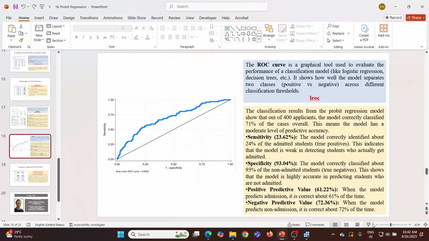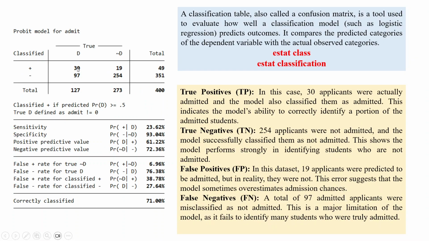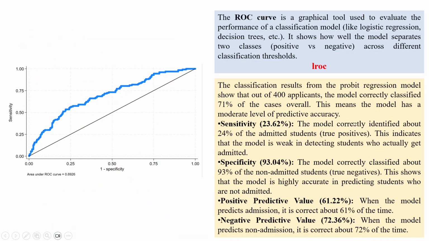Let's do the interpretation. The classification result from the Probit regression model shows that out of 400 applicants, the model correctly classified 71% of cases overall. How did we get this 71%? 30 plus 254 divided by 400. So here is a 71% correctly classified. This means that the model has a moderate level of predictive accuracy.